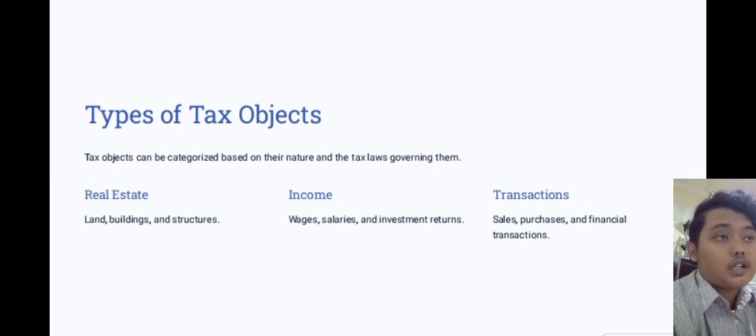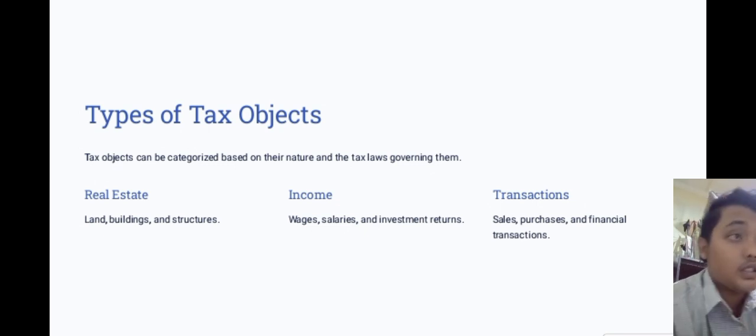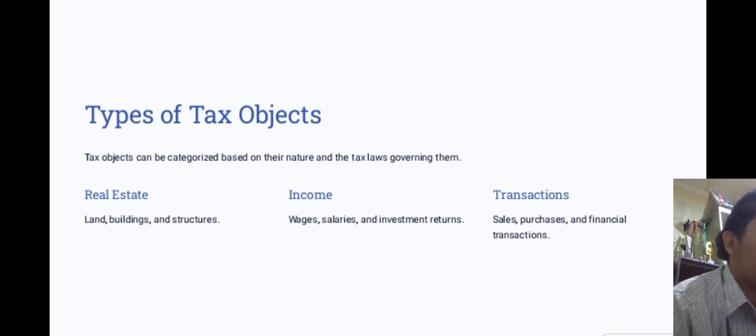Types of the tax object. Tax objects can be categorized based on their nature and the tax law governing them. Number one, real estate: land, buildings, and structures. Number two, income: wages, salaries, and investment returns. Number three, transaction: sales, purchases, and financial transactions.